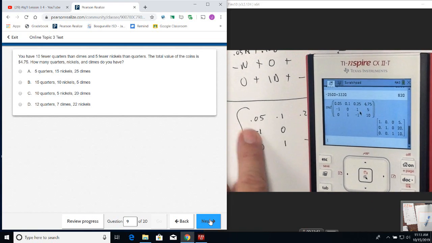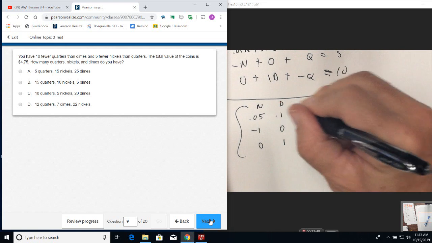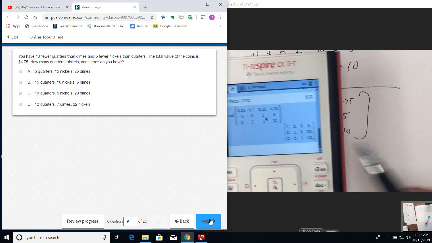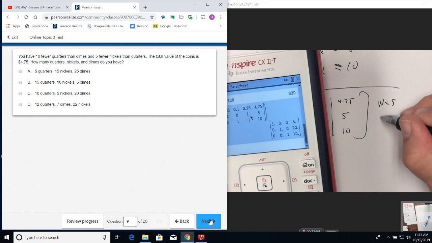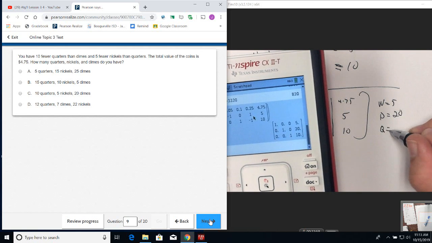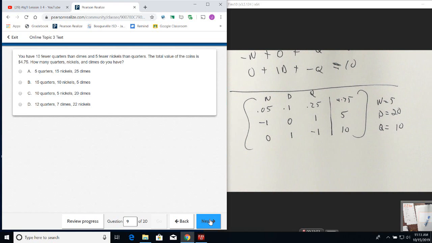What's my first row representing? Remember, these are nickels, dimes, and quarters. So my nickels are 5. My dimes would be 20. And my quarters would be what? 10. So 5 nickels. Which one says 5 nickels?